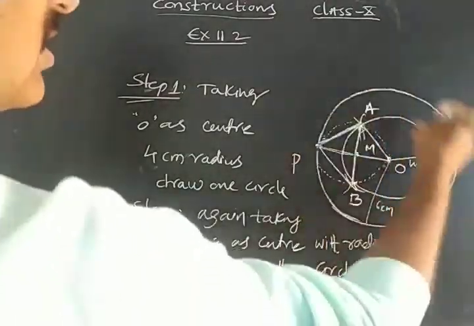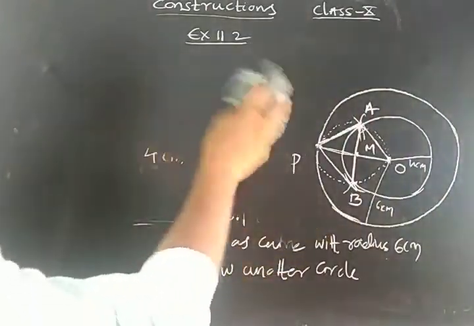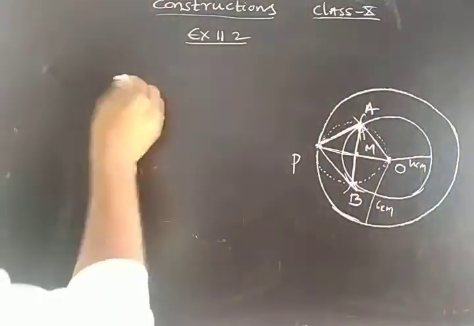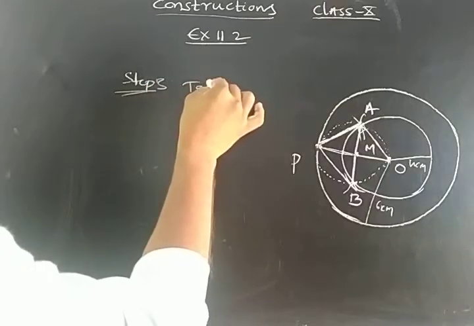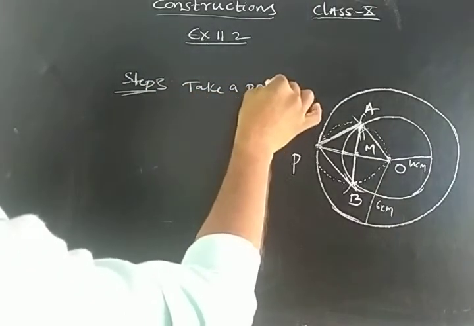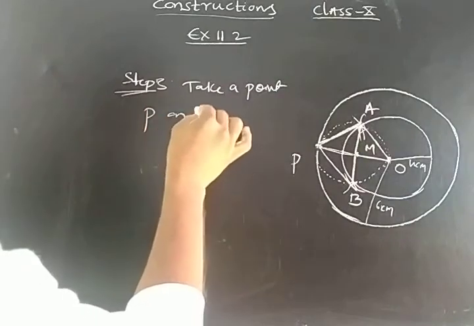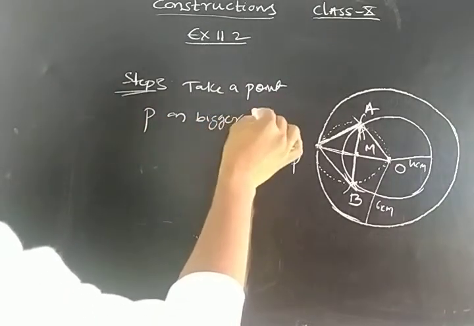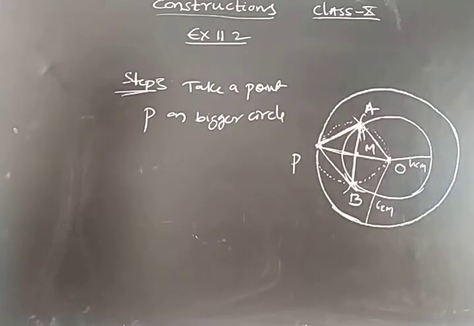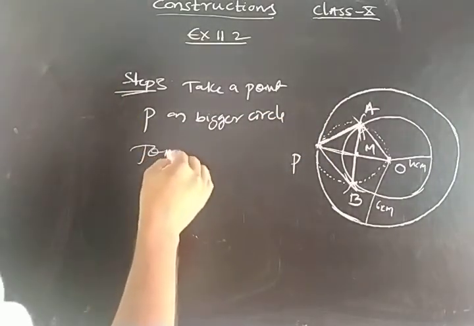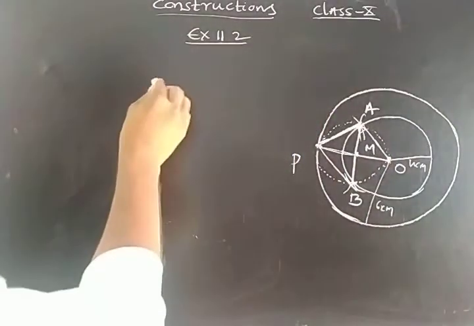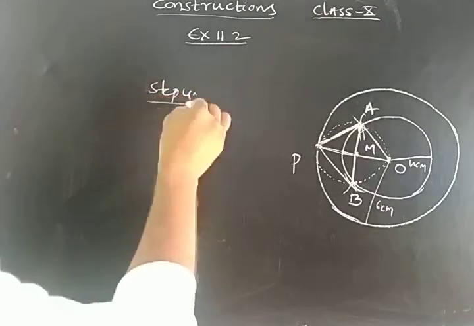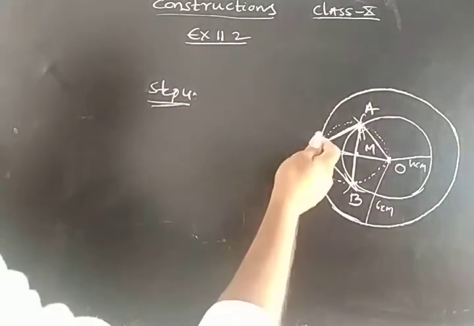So after drawing two circles, in the third step take one point P on the bigger circle. Step 3: take a point P on the bigger circle. Join OP. Right? By taking the point, join OP. Now step 4. In step 4, what do we have to do? In step 4, taking P as center.